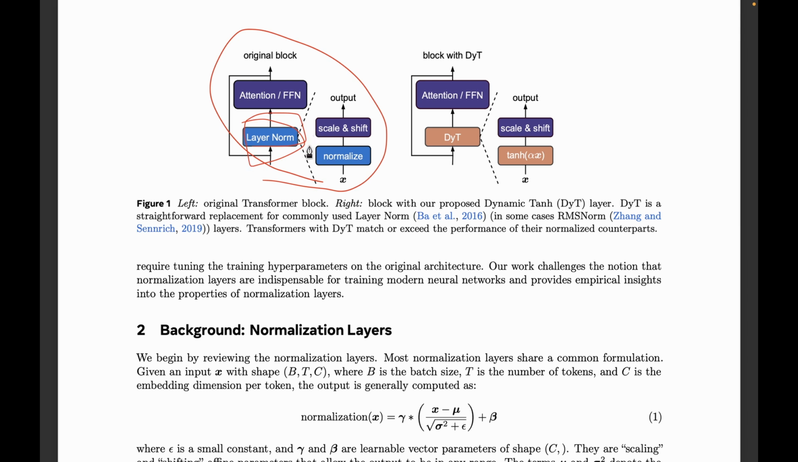What this paper is saying is that we can simply replace this layer normalization with a new block, which is called dynamic tanh. Just by doing so, we can perform as good as a transformer block that has normalization, or in fact, we can perform slightly better than the transformer block with normalization. So in this paper, let's deep dive into this dynamic tanh and understand how it's implemented and how a transformer block is affected by the introduction of this dynamic tanh.